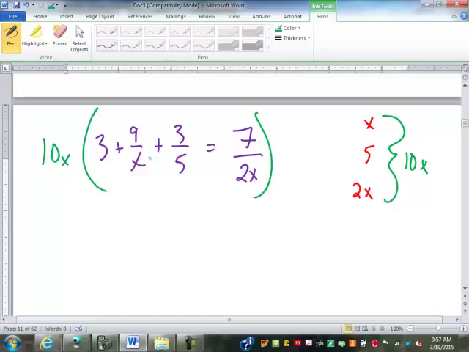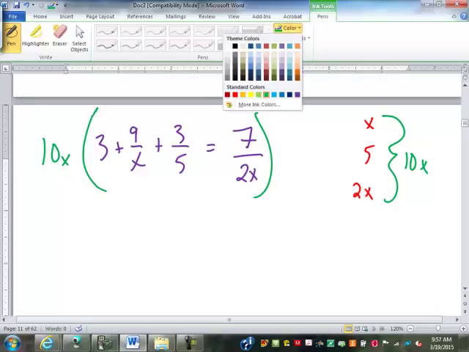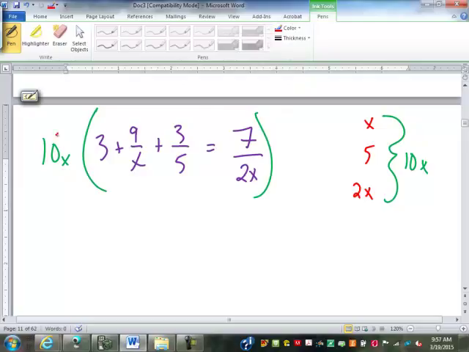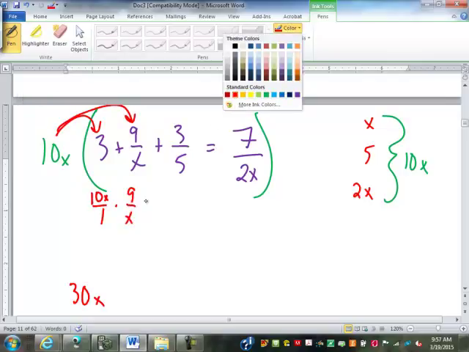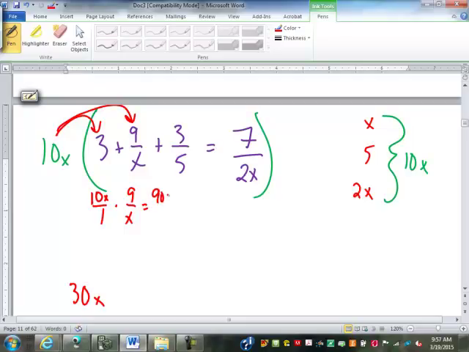Okay, so we've got the 10x as our common denominator. We're going to multiply by it. So 10x times 3 is 30x. Good. 10x times 9 over x. We're going to make this 10x over 1 times 9 over x. We multiply that out. 90x over x. The x cancels out. That's just 90. Very good.